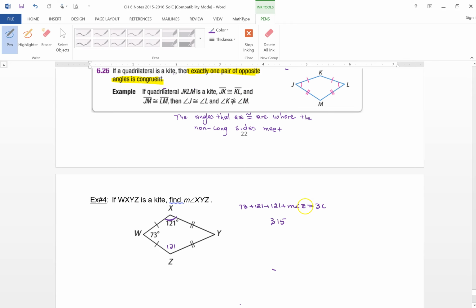And also, can you say the measure of W equals Y? No. Okay, listen to me. The congruent angles, there is exactly one pair of congruent angles. Only one pair of opposite angles are congruent. The pair that is congruent is where the two non-equal sides meet. So only these are congruent. W is not congruent to Y.